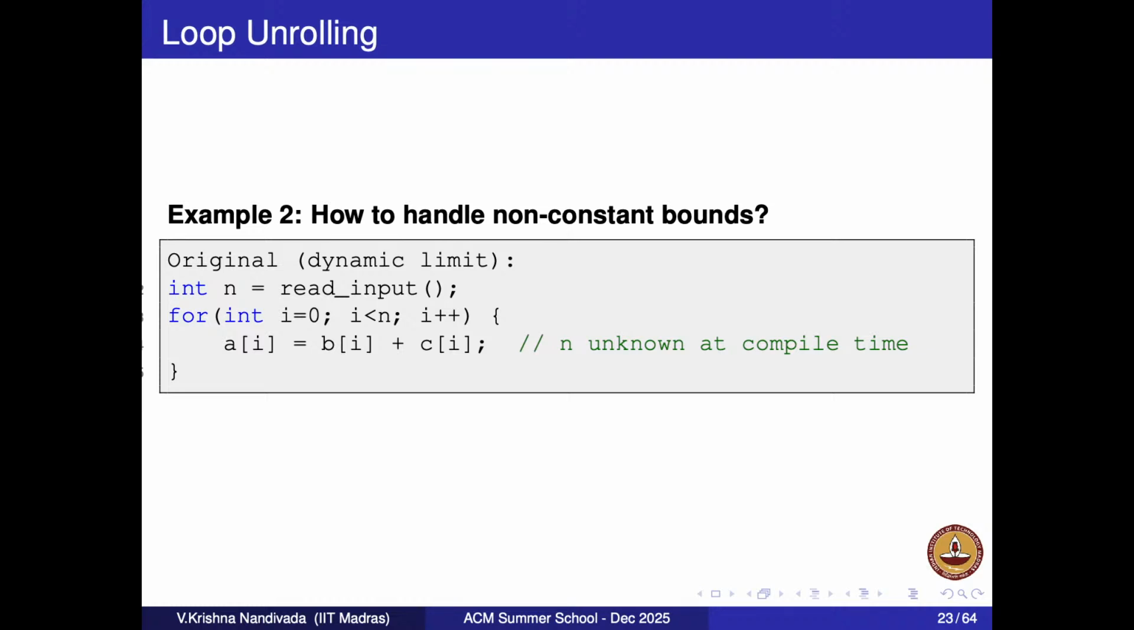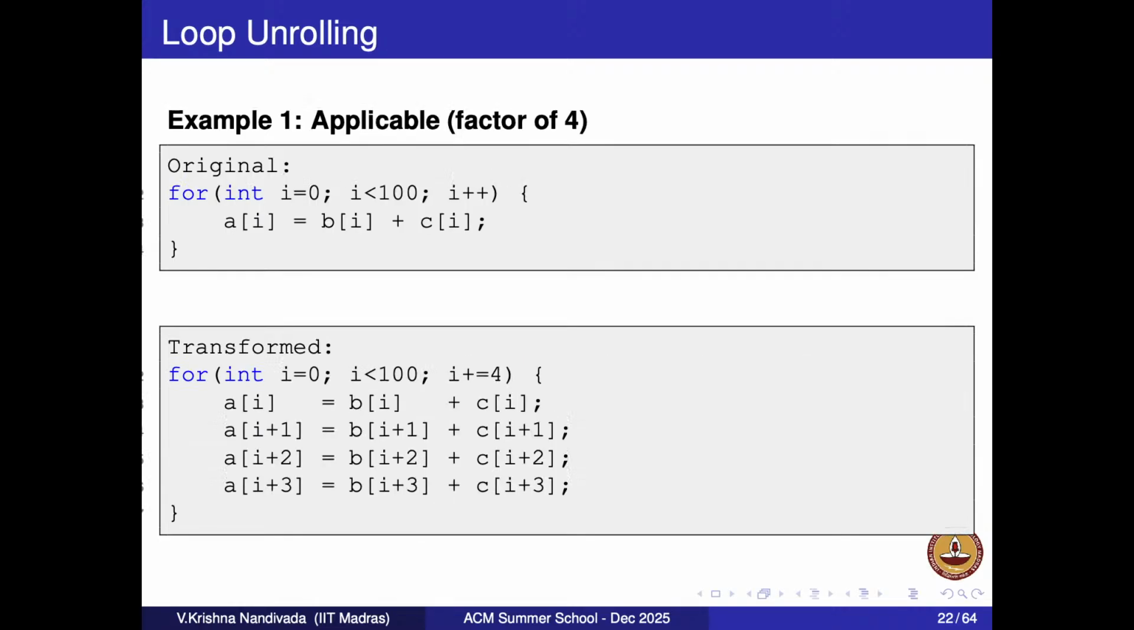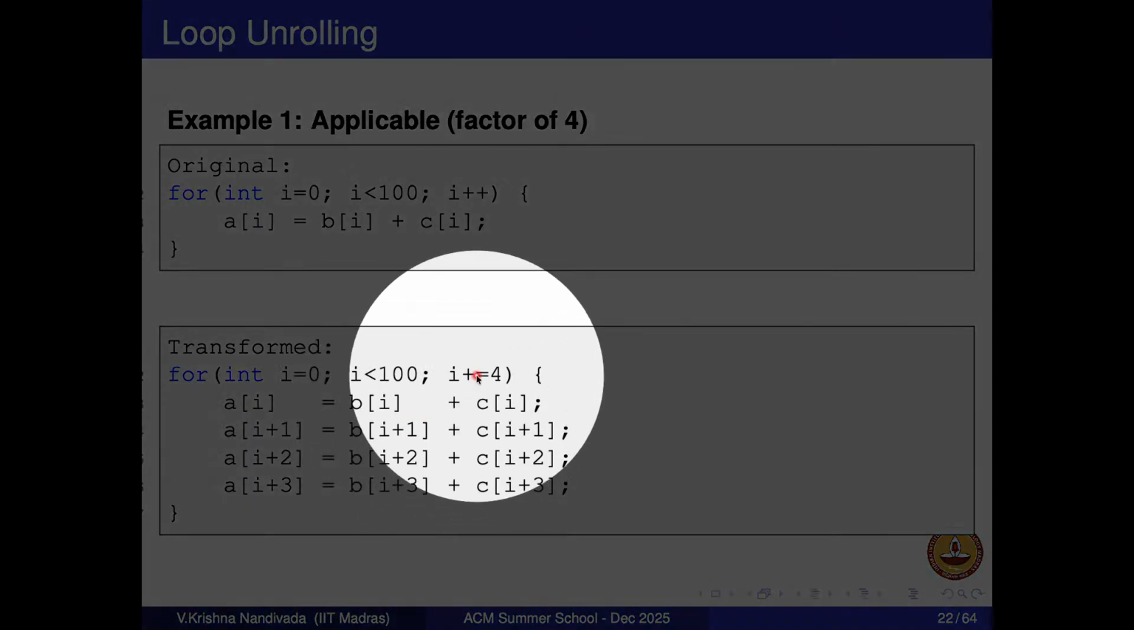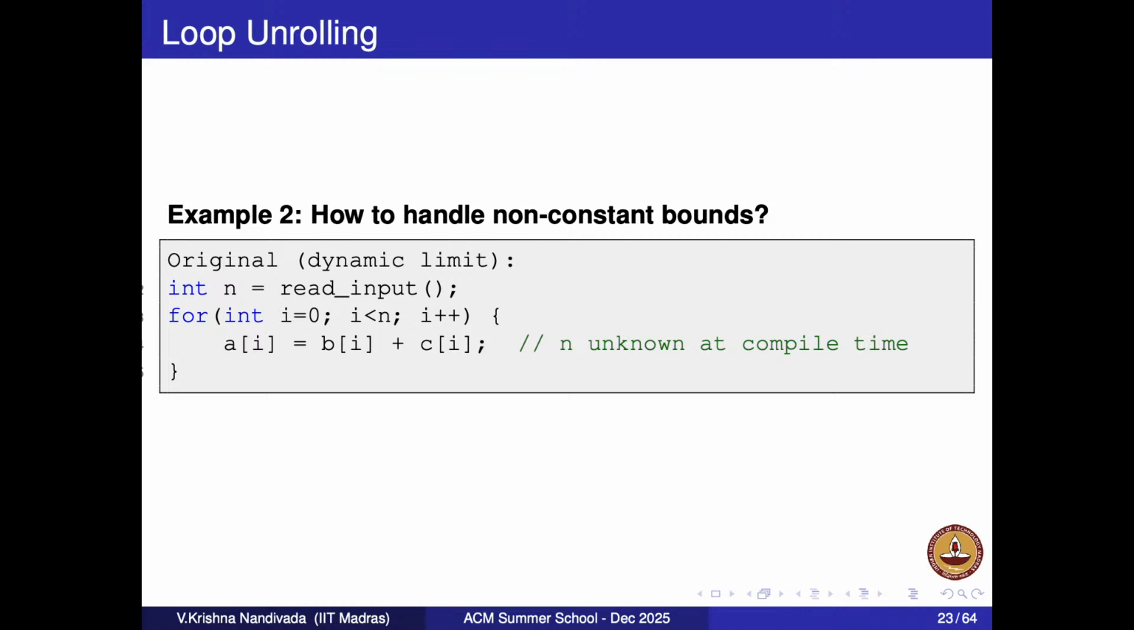K is, let's say, given, but some k. So I want you to write code, unroll it. Here I knew the value of k to be 4. Since it's only 4, I know that 100 is divisible by 4. If I don't know whether 100 is divisible by 4, what should I do? That's the reason why in this code, I don't know the value of n and I don't know the value of k. N may not be divisible by k. What to do? Understood?